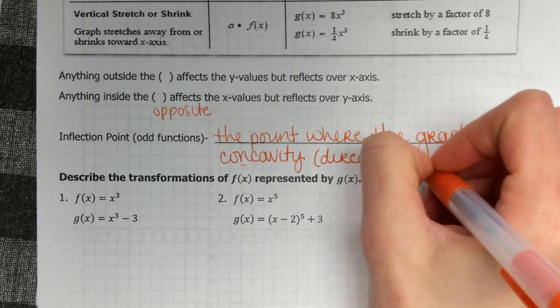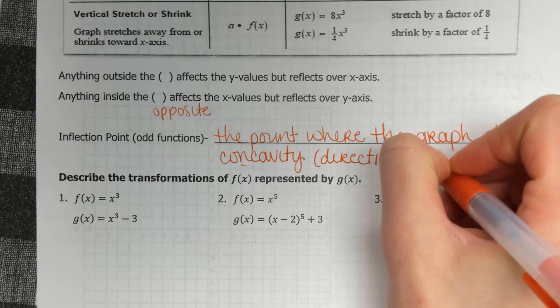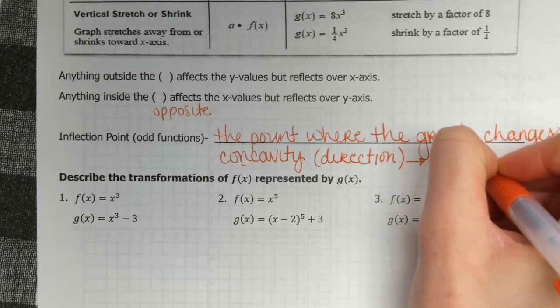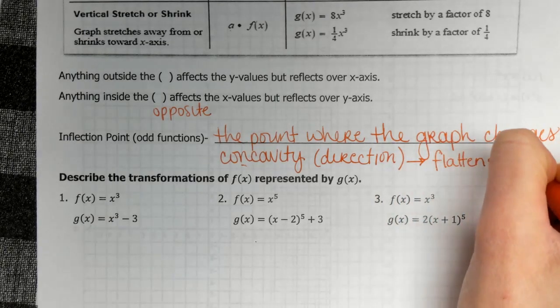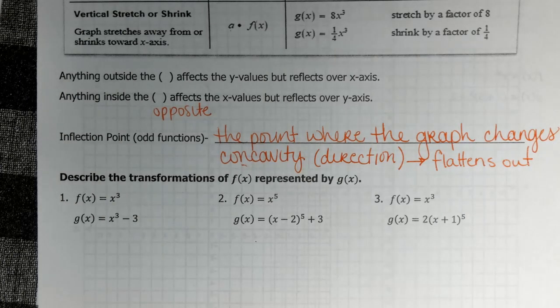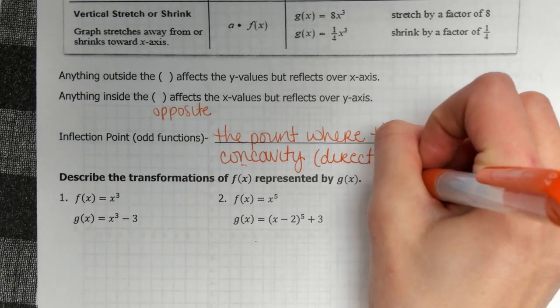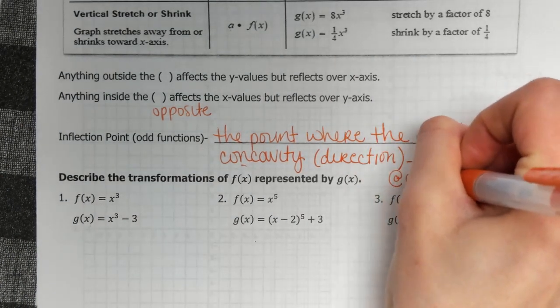Now, if you're just looking at a graph, this is where the graph flattens out. That's all you're really looking at, and it's going to be at the center of your graph and table.